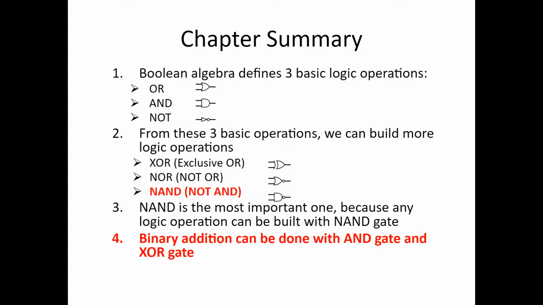We went over some Boolean algebra basics using the OR and NOT logic gates, as well as the three other basic operations, XOR, NOR, and NAND, which can all be built from the basic operations. We learned that NAND was the most important one because it could be used to build both NOR and XOR. And binary addition can be done with the AND and XOR gates.